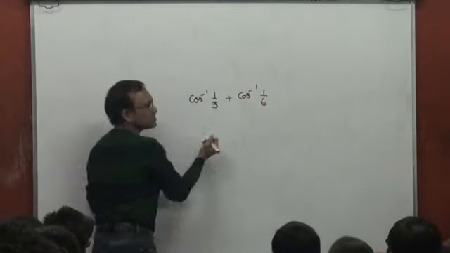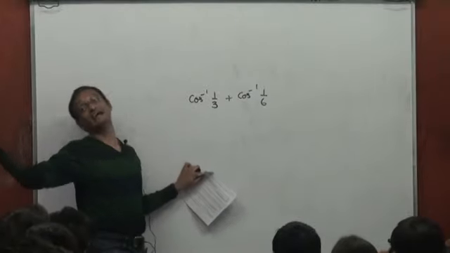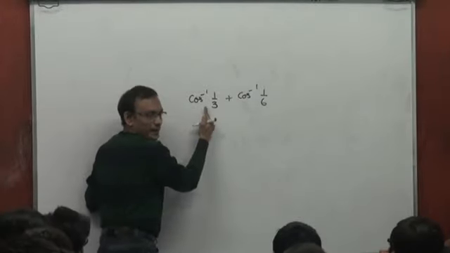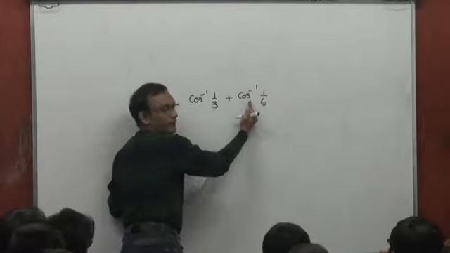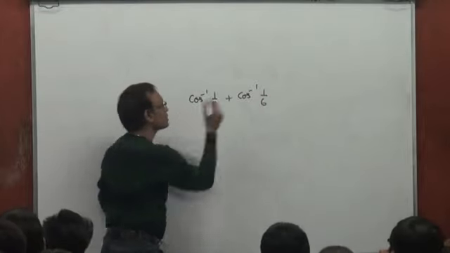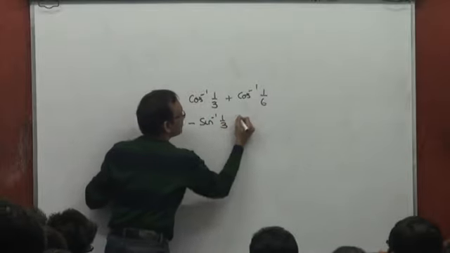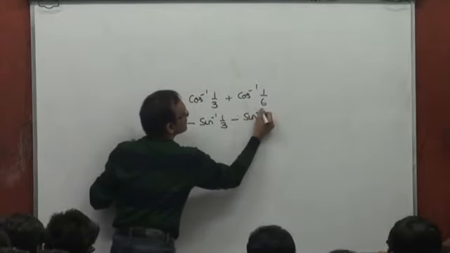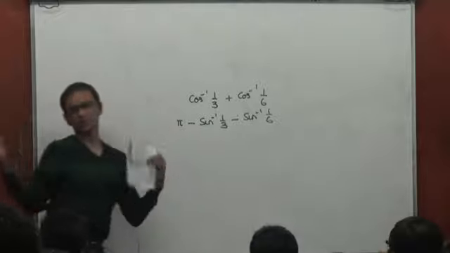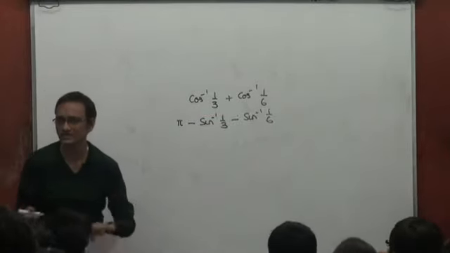But cos inverse theta is pi by 2 minus sine inverse theta. So this will be pi by 2 minus sine inverse this. This will be pi by 2 minus sine inverse this. So that makes it pi minus sine inverse 1/3 minus sine inverse 1/6, if you like to convert it into sine. What's the big fun in doing this?